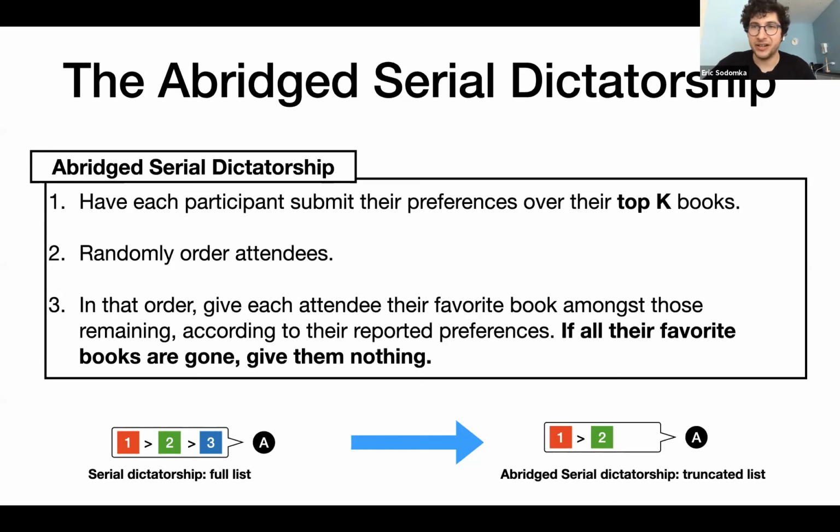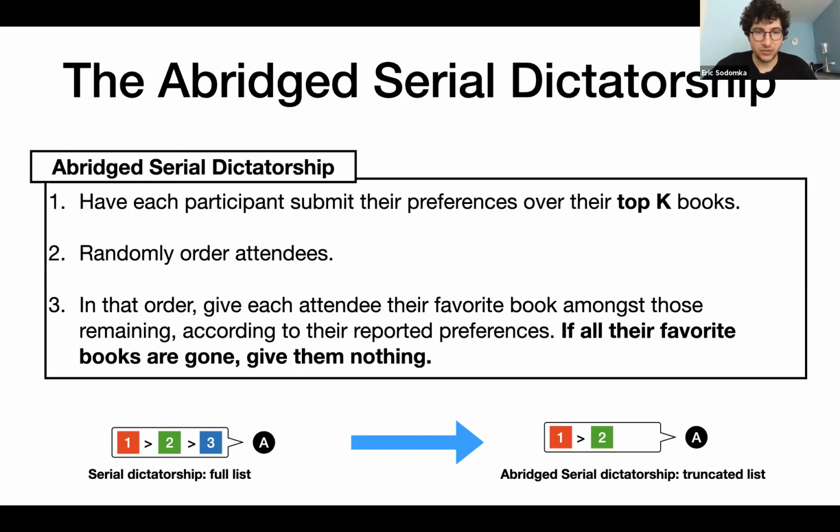Instead of listing your preferences over every book, you're only going to list your preferences over your top K favorite books. And then it works just as before. We randomly order all the attendees, and I give each attendee their favorite book amongst those that are remaining according to their preferences. But here's the other key difference: if all of their favorite books are gone, then they're not going to get anything at all.